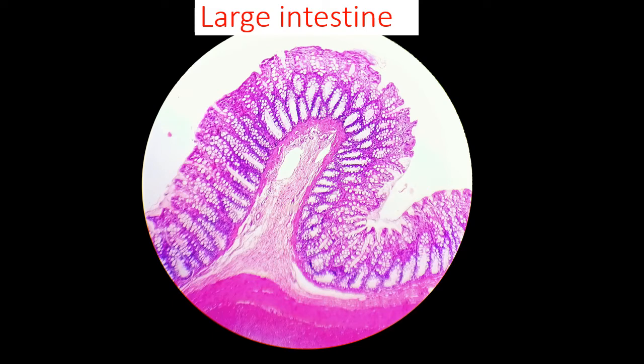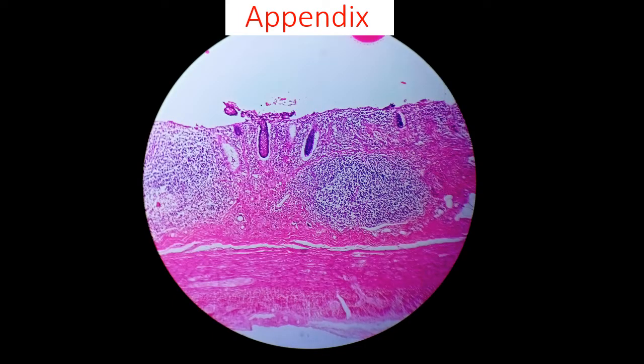Then we move on to the appendix. For appendix identification, the lining epithelium is simple tall columnar epithelium with goblet cells. Here also you can identify the goblet cells. The lamina propria is filled with lymphoid follicles. Can you find the muscularis mucosa? The entire lymphoid follicle is encroaching into the lamina propria and the muscularis mucosa; these two areas are occupied by lymphoid follicles. And here we cannot identify any taenia coli, and no villi can be seen. Okay, so that is how we have to identify it.